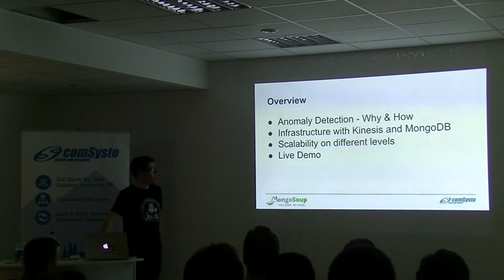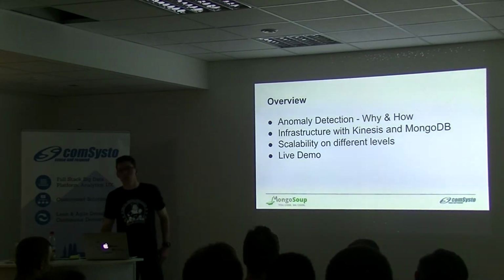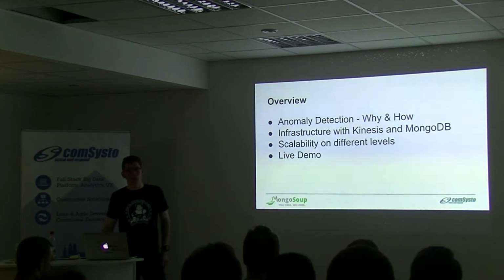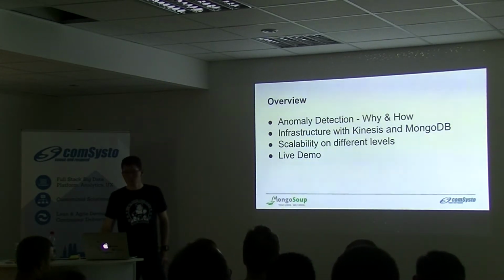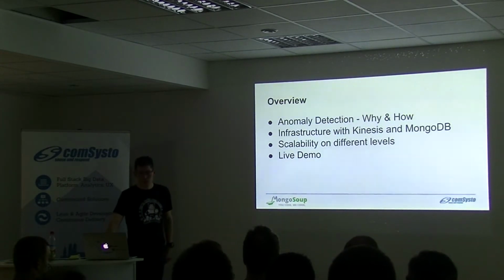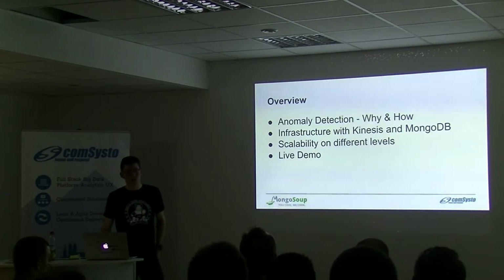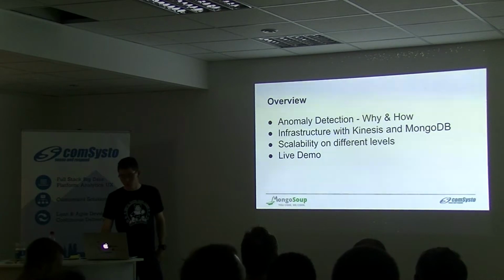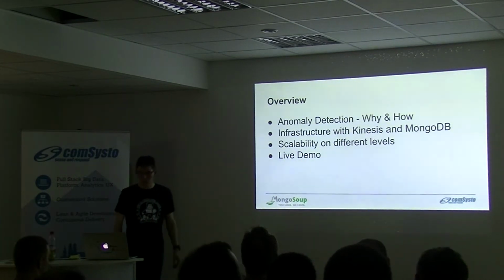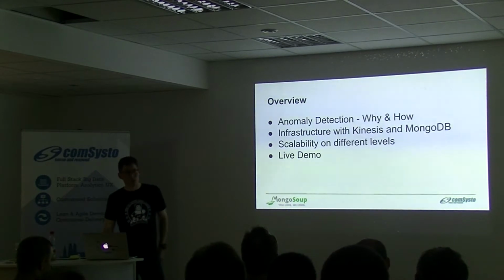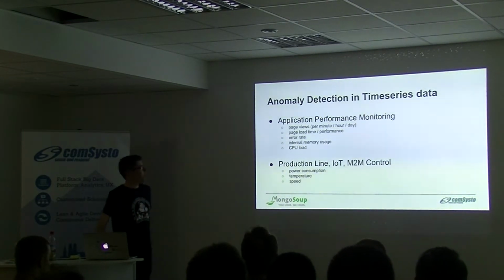So I will talk about anomaly detection and explain what is anomaly detection and why we need it. I will explain how we use the AWS infrastructure and MongoDB to have a scalable solution for the anomaly detection application, and how we realize the scalability on different levels. And in the end, I will show a sort of live demo. I will just show the dashboard. And maybe something more, but we will see.